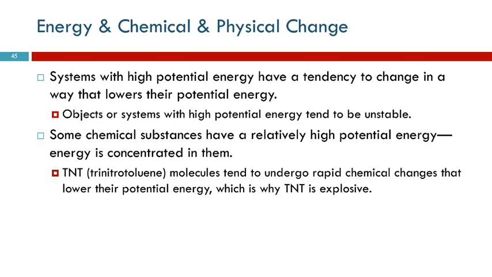Some chemical substances have high potential energy stored as chemical energy. Things like TNT, trinitrotoluene. That's kind of a tongue twister. That's why we usually call it TNT, because it's kind of hard to pronounce. Or gasoline will undergo explosive chemical reactions in which that stored potential chemical energy is released, lowering the energy of the substance. So things tend from high energy to low energy.